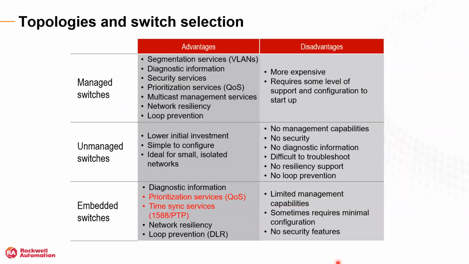Another refresher is the types of switches, which is important to understand, these devices on the plant floor, part of the networking. We have them organized here in three ways: managed switches, unmanaged, and embedded switches. Of course, we would strongly recommend and encourage managed switches in your applications. They will give you the best performance, the best amount of segmentation with VLAN capability, diagnostics, security services, network resiliency capabilities, and loop prevention as well, which is very important.